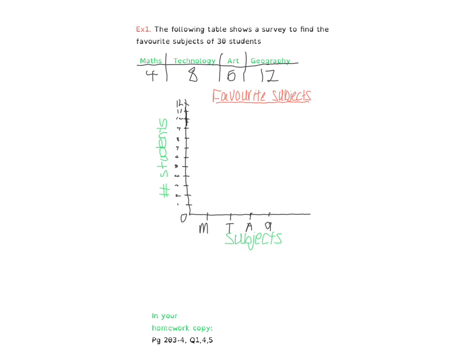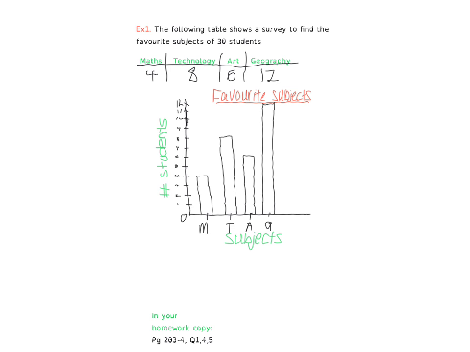So now we're going to start to draw our bar chart, and we have to remember they should be equally distant apart and they should be the exact same width. So maths is the first one, and again you're drawing this with your ruler, so you're going up to 4, drawing your bar and down. Technology is 8, so again up to 8 and down. Art is 6, so we're going up to 6 and straight down, and then geography 12, so all the way up to the top and down.